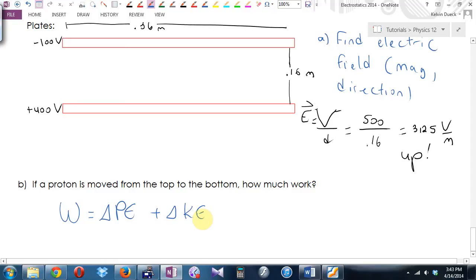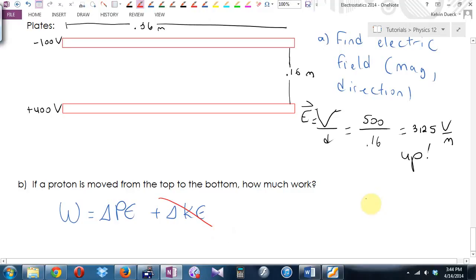Right? Doesn't suggest that we're starting or ending at anything but rest, so we'll do that. How can I calculate the potential energy between plates? Don't tell me anything with an R in it. How do I calculate the potential energy between plates? Don't tell me anything with an R in it.